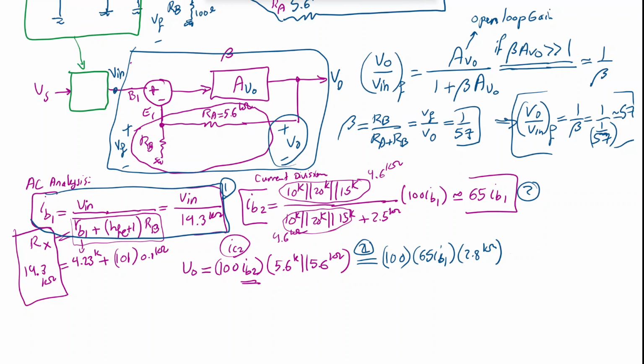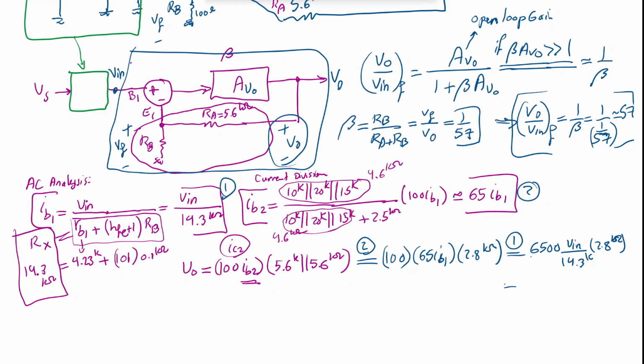In equation 1, I found IB1 is a function of Vn. So now I'm going to use equation 1. This is equation 2 that I use here. And it becomes 6500 IB1, where IB1 is Vn divided by 14.3 kilo ohm. And then here we have 2.8 kilo ohm. So if we simplify this whole thing, we get 6500 times 2.8 divided by 14.3, which gives us roughly 1270.